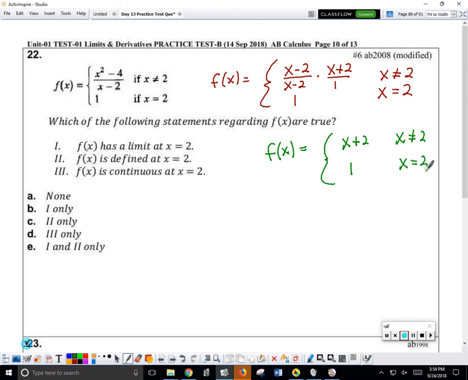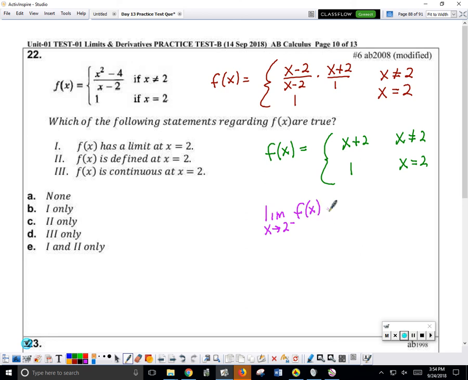Question? Four? So now what? Now we find the limits. Now we check left and right. So if we're going to do the left-hand limit, let's see. So we do the limit as x approaches 2 from the left.